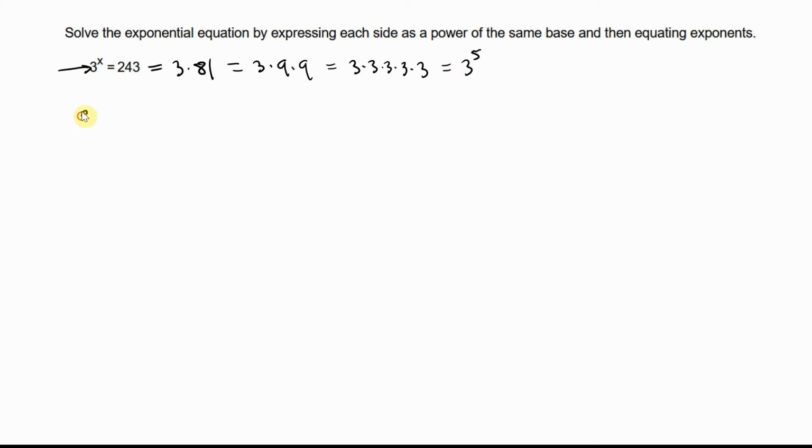So let's put it all together. This is 3 to the x is equal to 3 to the 5th. If the bases are the same, then you set the exponents equal. So this implies that x is equal to 5. Okay? That's all.